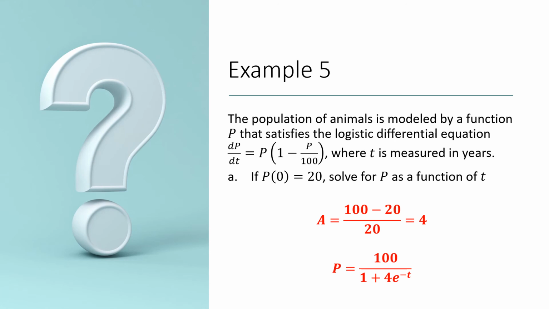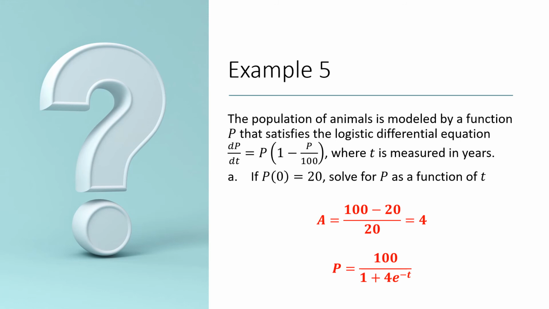All right, so example 5. It says the population of animals is modeled by the function P that satisfies the logistic differential equation dP/dt equals P times (1 minus P over 100), where t is measured in years. If P(0) is 20, solve for P as a function of t. So again, they're asking us to solve this differential equation.